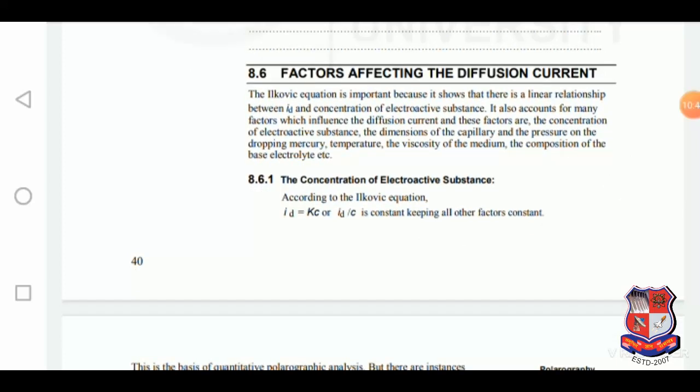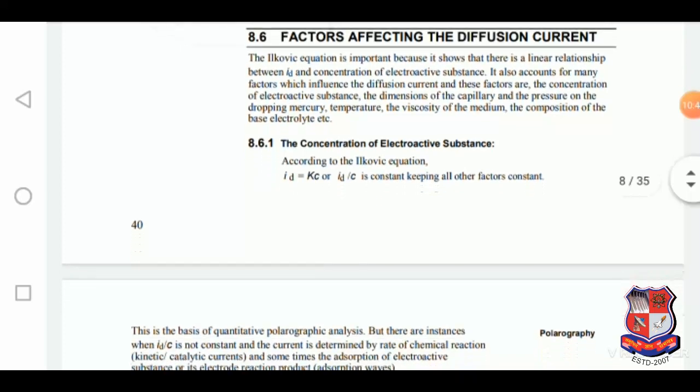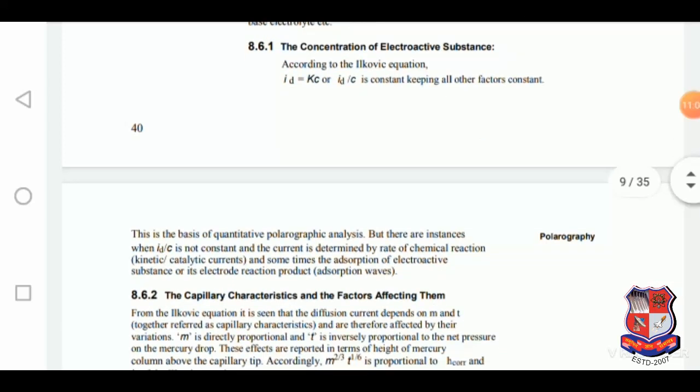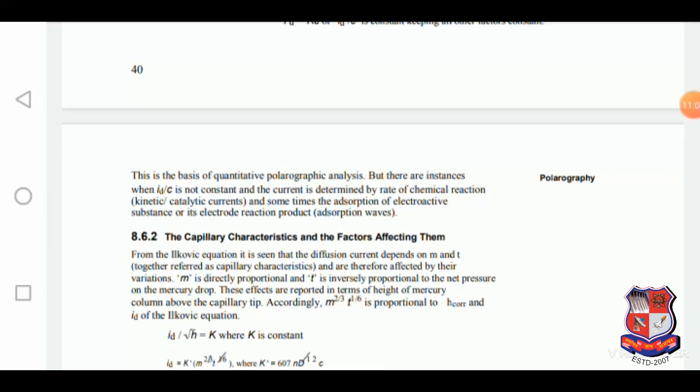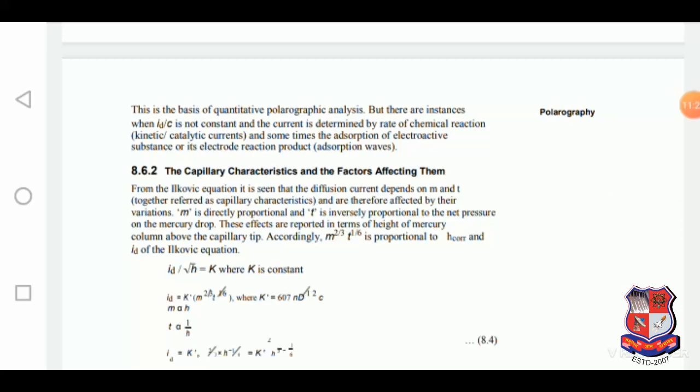Factors affecting diffusion current. Here we have to consider several factors, like the concentration of electroactive substance. According to the Ilkovic equation, ID is equal to KC, or ID upon C is constant, keeping all other factors constant. This is the basis of quantitative polarographic analysis. But there are instances where ID upon C is not constant and the current is determined by the rate of chemical reaction, and sometimes by the adsorption of the electroactive substance or its electrode reaction product.